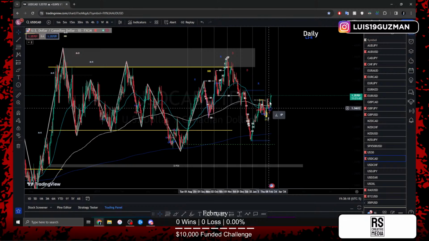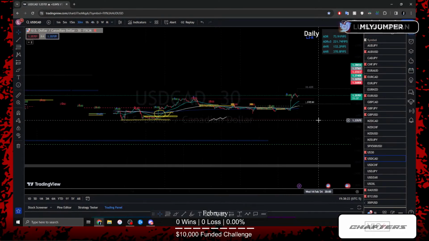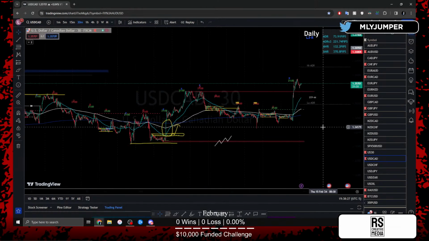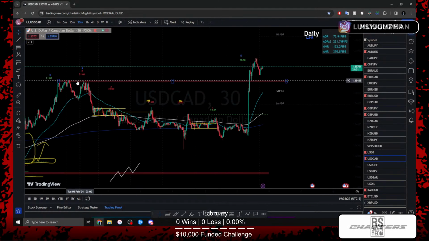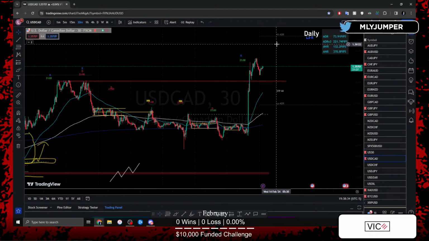Price consolidated, then broke above, reaching the top of the 4-hour zone here. So we could be expecting USDCAD to just continue this trend push. We've already got the break, so we could be expecting a break and a retest to continue the push to the top side.